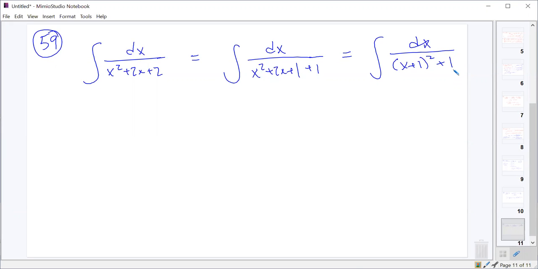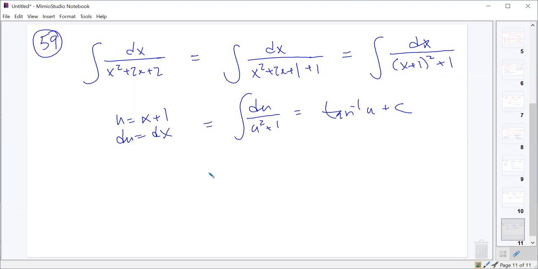And now it looks like one we should be able to use an inverse tangent on. And so if we let u equal x plus 1, du is just dx, so this just becomes the integral of du over u squared plus 1, or inverse tangent u plus a constant, which is inverse tangent of x plus 1 plus a constant, which is choice C. Any questions on that one?